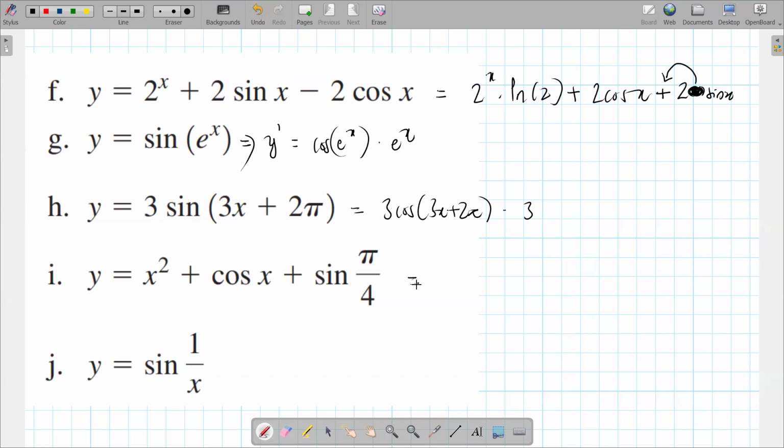Okay, I. It's a tricky one. 2x, sine x. Minus sine x or plus negative sine x. What about the last one? Be careful, it's a trick one.